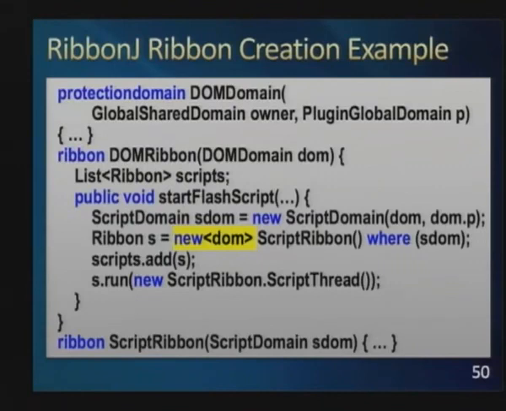In this case, that doesn't actually do anything different because the DOM protection domain is the first protection domain of this DOM ribbon here. So had we not specified that explicitly, it would have taken that first argument on this ribbon as the ribbon to use for allocation anyways.